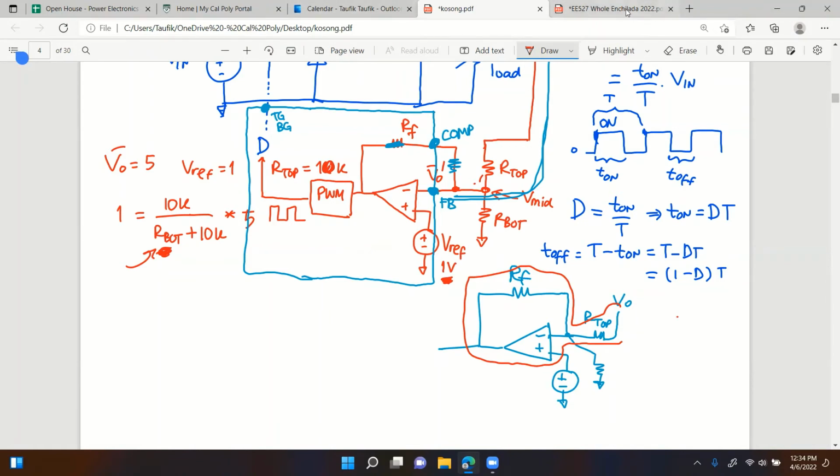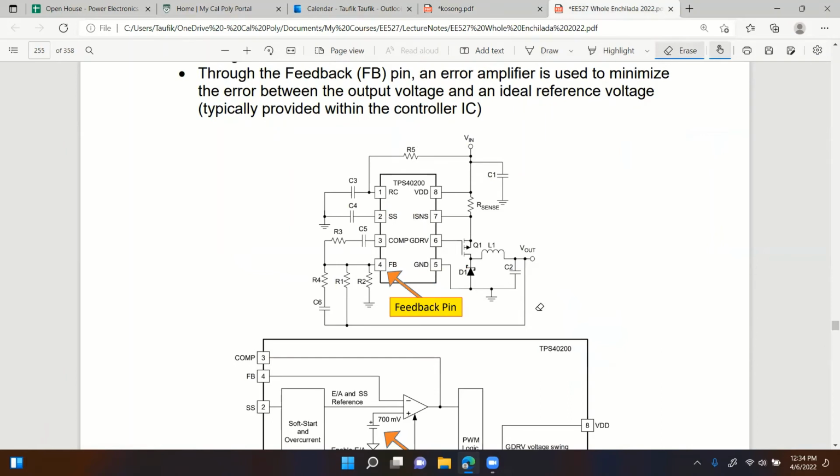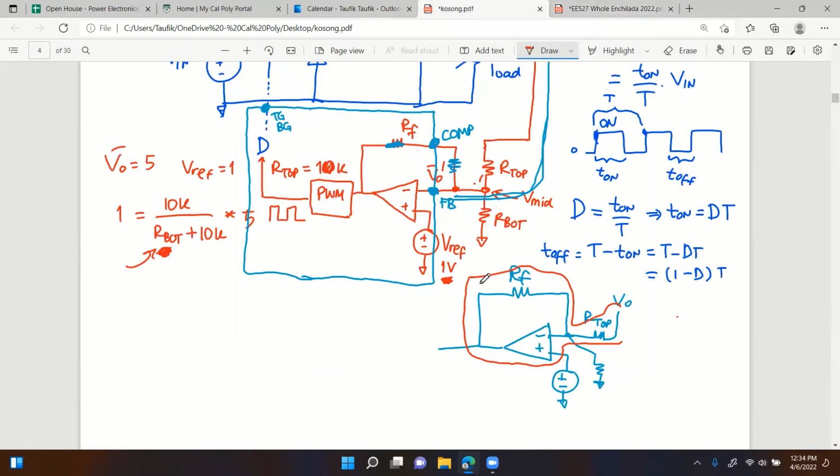So that's why you'll see later on as well in the compensator transfer function, the one that goes into the gain of the transfer function would be R1, right? And that's the feedback pin, as you can see. You can see it goes to the feedback pin right there. That's the voltage divider. And then the other one is the comp pin right there.